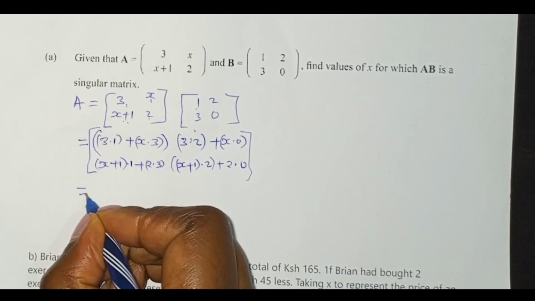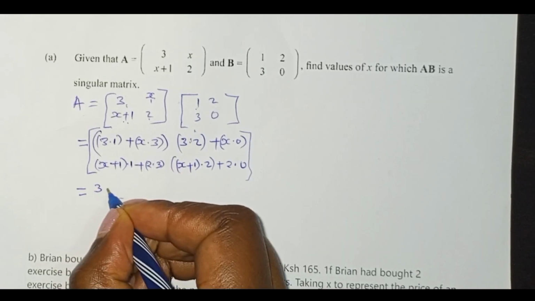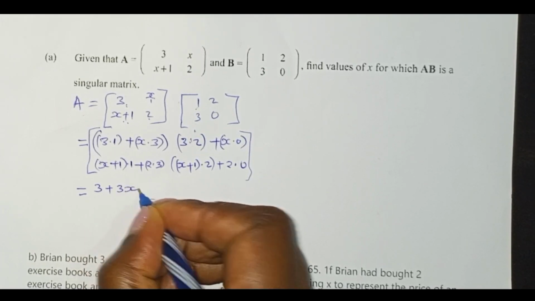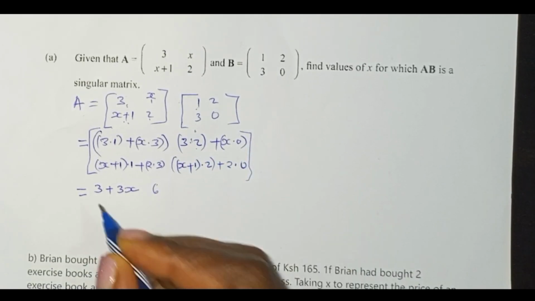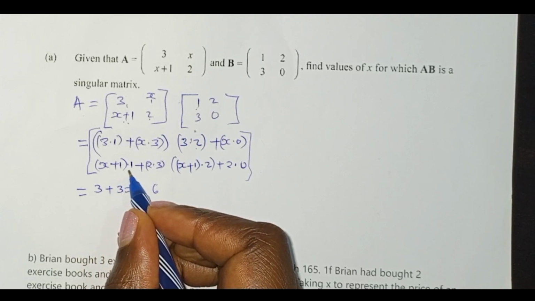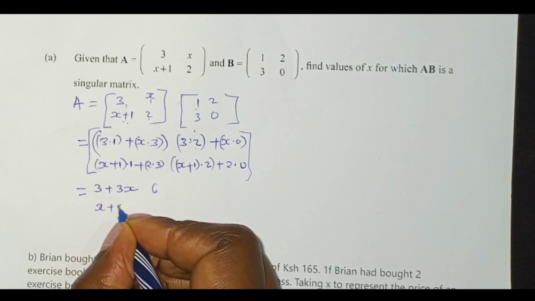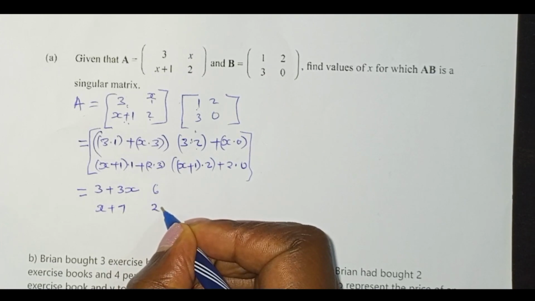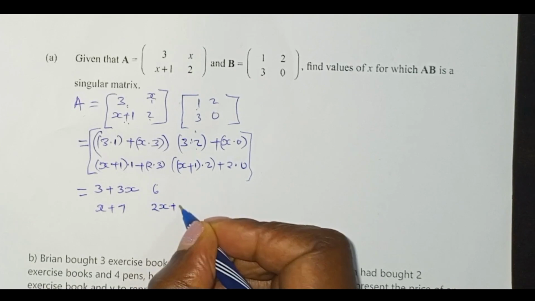Opening the brackets, we get 3 plus 3x, and on this side it's 6 plus 0, so it's 6. x plus 1 plus 7, we get x plus 7. Then 2x plus 2.